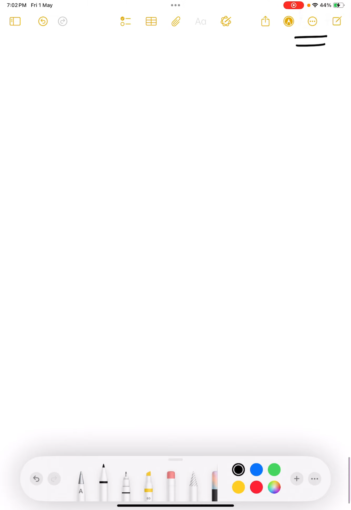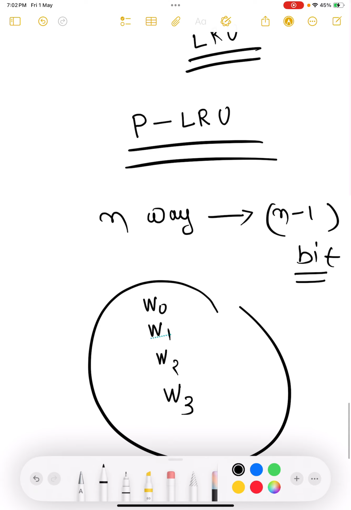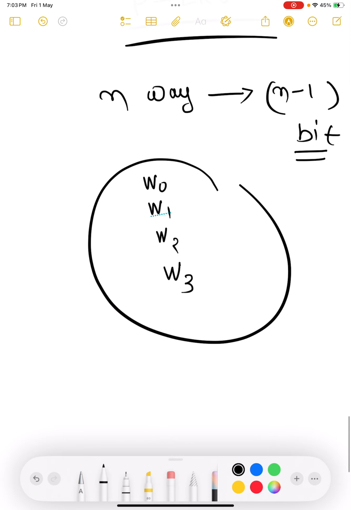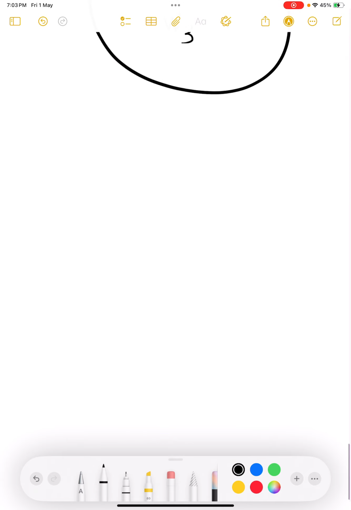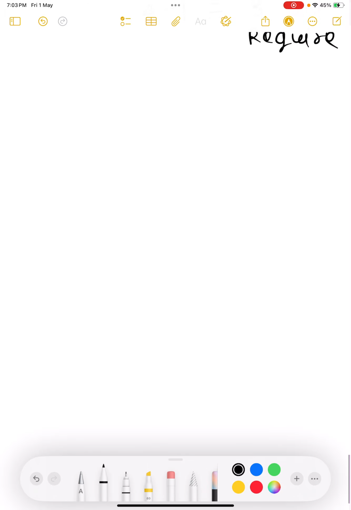As an example, we have a 4-way set associative cache organized in our processor's memory hierarchy. It has way 0, way 1, way 2 and way 3. And as I told, for an n-way, if we prefer pseudo-LRU, we need n-1 bits. So here how many bits do we need? 4 minus 1, that is only 3 bits required. So it is a binary tree type of implementation.